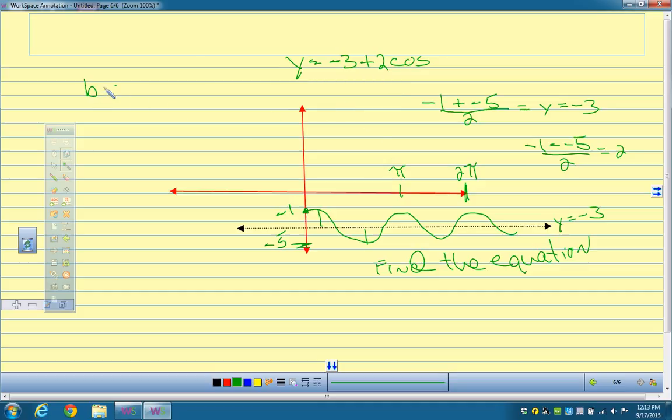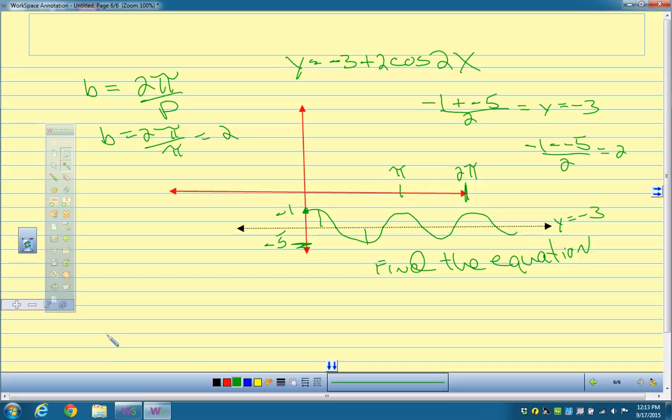Now all I have to find out is b, and b is equal to 2 pi divided by the period. Well, what is the period of this function? How long does it take to complete? It's pi, okay? So b is equal to 2 pi divided by pi, which is 2, and that goes in front of that, and that would be the equation of that graph.